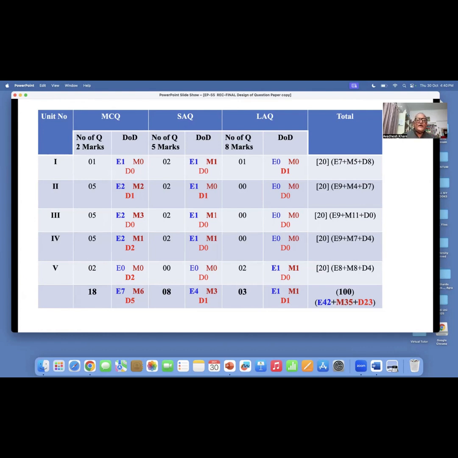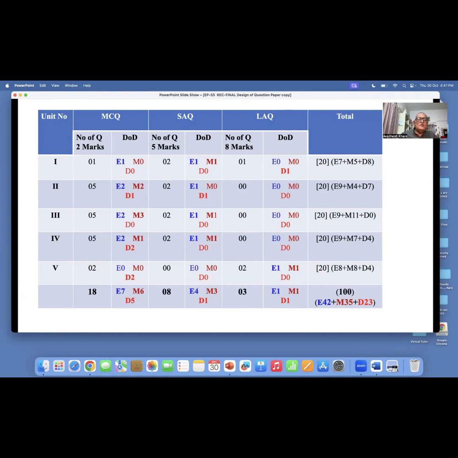So we decide to have 20%, that is 18 questions of 36 marks of MCQ type, and we distribute them: unit 1, 1 question; unit 2, 5 questions; unit 3, 5 questions; unit 4, 5 questions; and the last unit 5, 2 questions. Now these 1, 5, 5, 5, 2 MCQs have to be distributed in easy, moderate, and difficult.